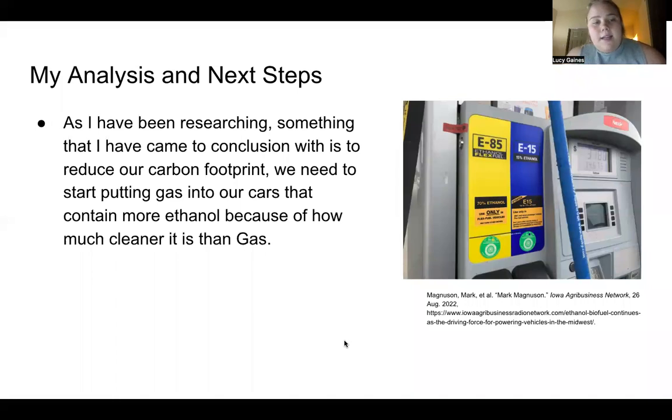My analysis and next steps: as I've been researching ethanol, I think something that would really help with our carbon footprint is we need to start putting gas into our cars that contains more ethanol. And in order to do that, we need to create engines that are not only more available, but also affordable for everyone, and make the standard engine one that uses more ethanol instead of relying on gas.